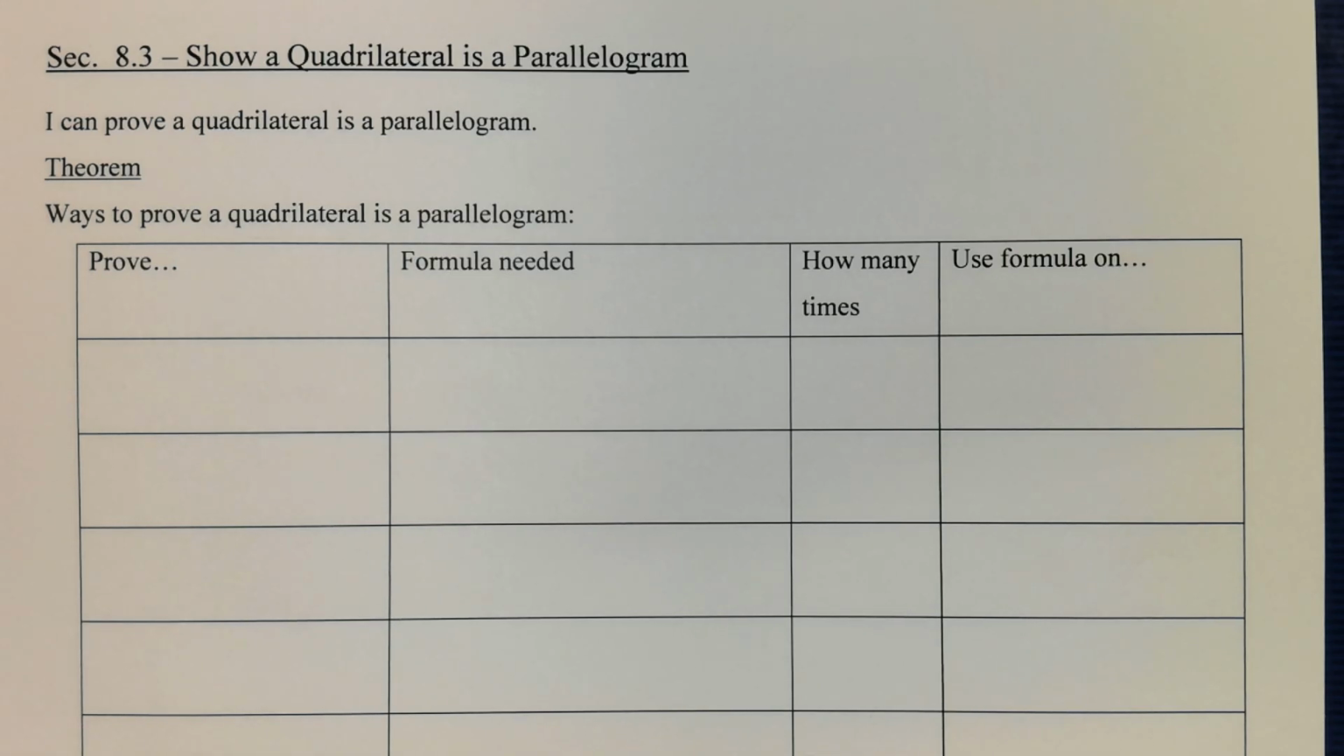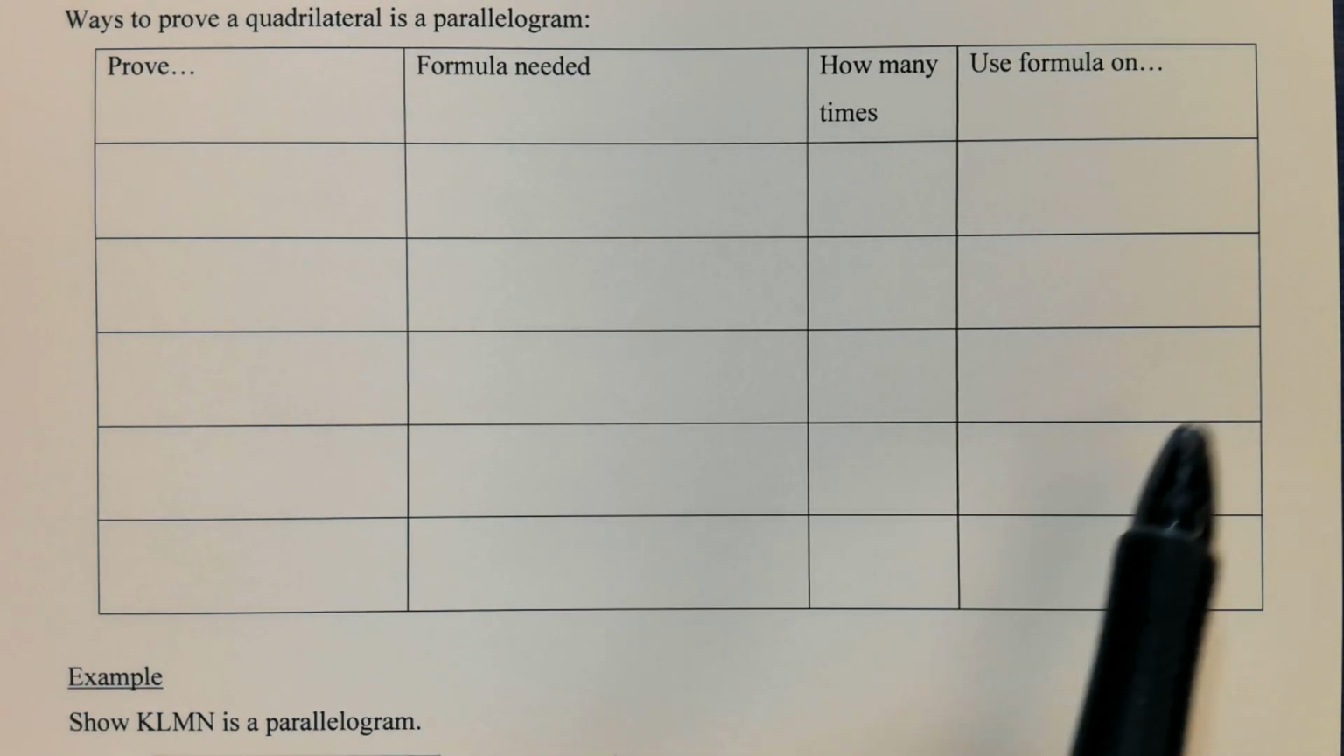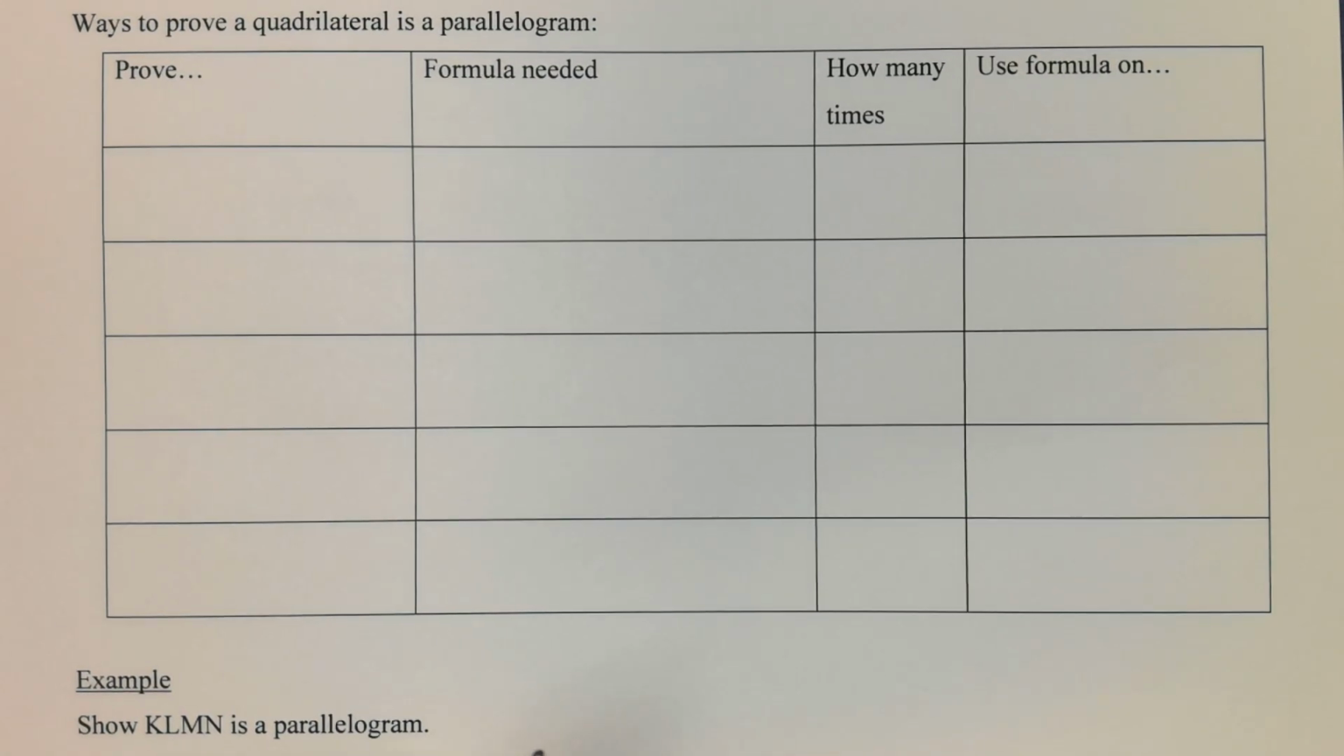All right, this is section 8.3, and today we're going to talk about how to show a quadrilateral is a parallelogram. So kind of like a proof, but not what you remember about two-column proofs. Here we're actually going to use formulas to prove it, and we're just focused on proving that it's a parallelogram. So there are 5 different ways to prove that, and then we're going to talk about what formula you need, how many times you need to do the formula, and what you're going to use the formula on. So we're going to kind of break it down.